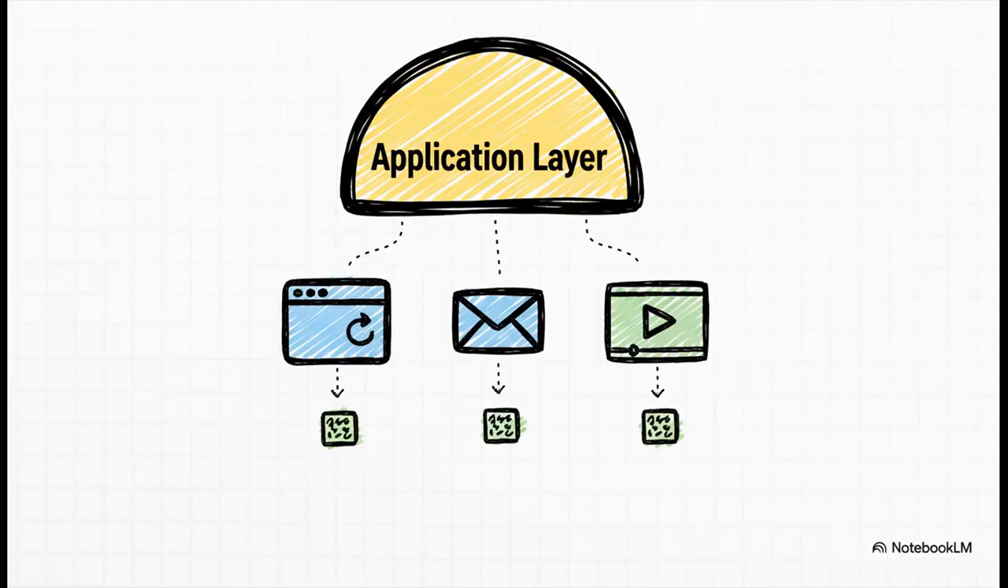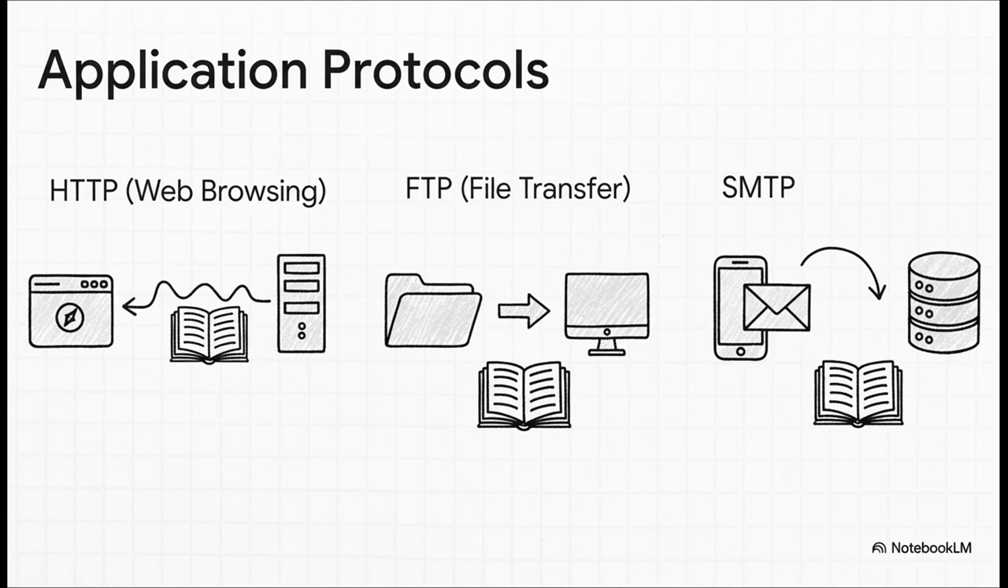Everything kicks off right here at the application layer. When you open your web browser or send an email or stream a video, that application is creating the initial data, the actual message you want to send, and it hands it off to the layer below to get the packaging process started. And you actually interact with this layer all the time, even if you don't realize it. The rules that these apps use are called protocols. So HTTP is the protocol for the web, FTP is for moving files around, and SMTP is for sending email. They basically define the language your app uses to talk to another app on the other side of the world.